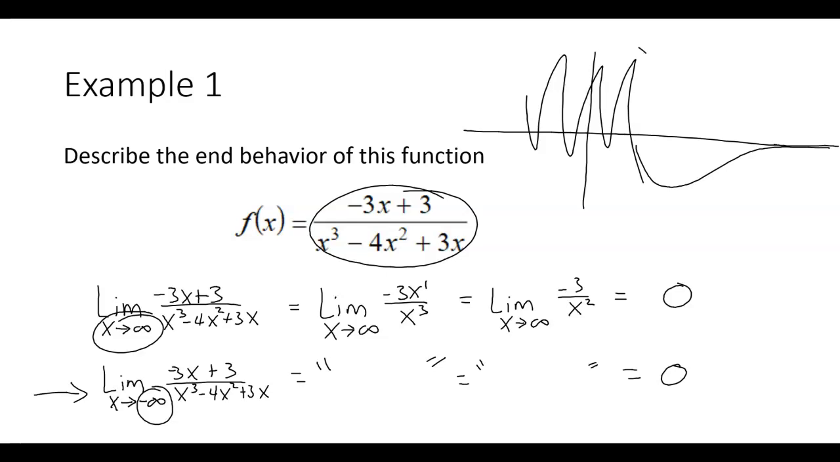So once again, even though I don't know what's happening with my graph, what it looks like here, I know that on the left side it's also going to go to 0. So this graph kind of looks like that. Well, at least on the left and the right-hand sides it does. So that's how we're going to do it.